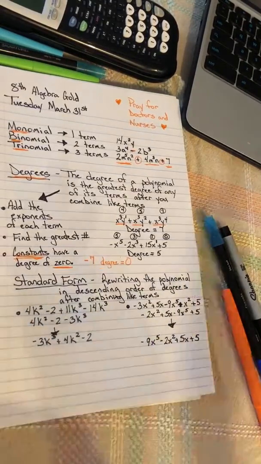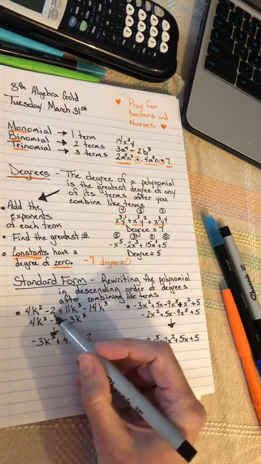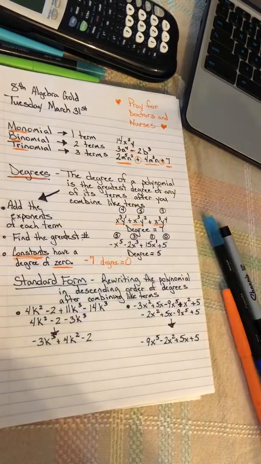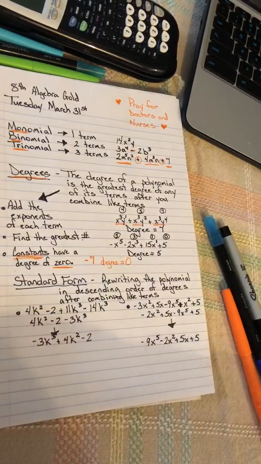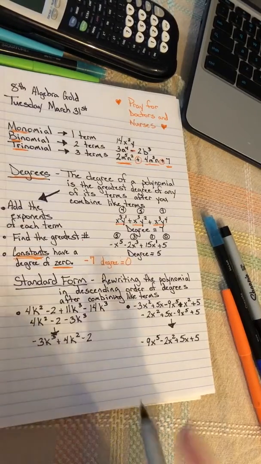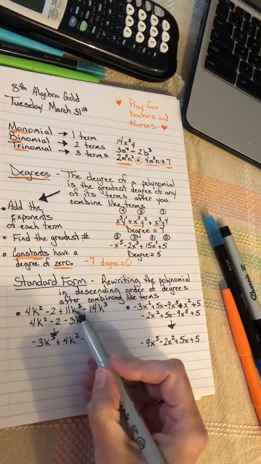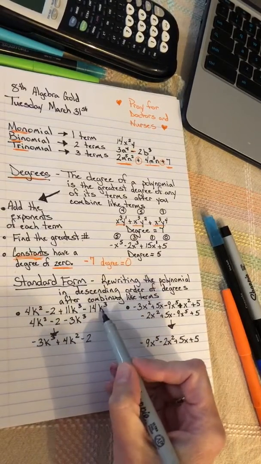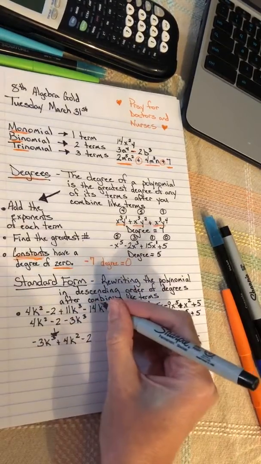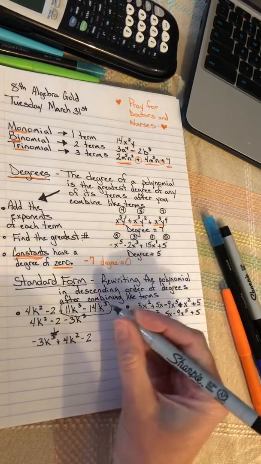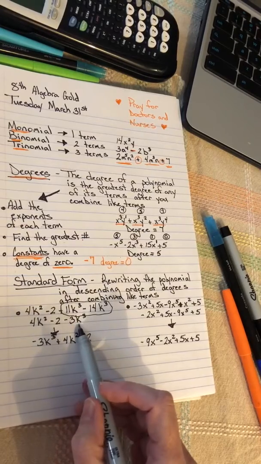Right? So if you look at this first one, we have 4k squared minus 2 plus 11k to the third minus 14k to the third. Okay. First thing we have to do is combine like terms. Right? So we have an 11k to the third and a negative 14k to the third. When we combine those two, right, I'll circle them. When we combine those two, it turns into a negative 3k to the third.